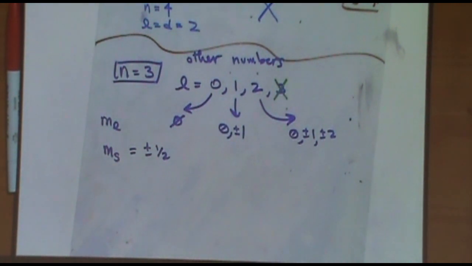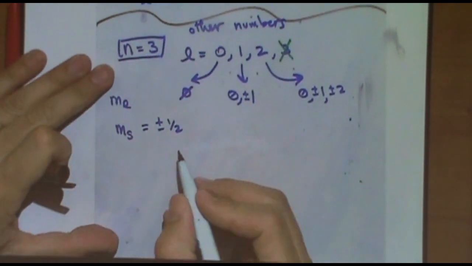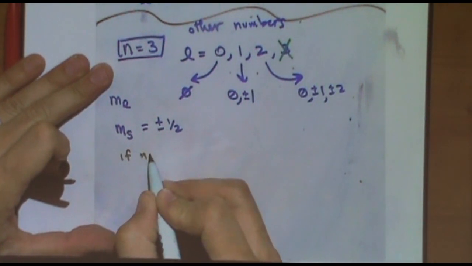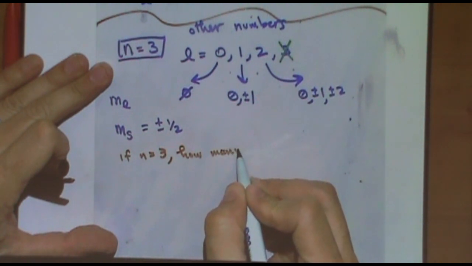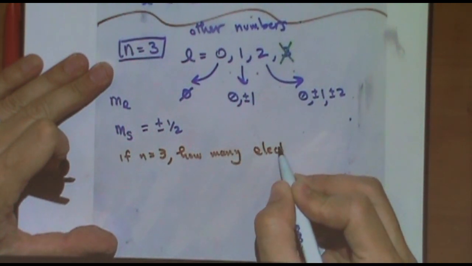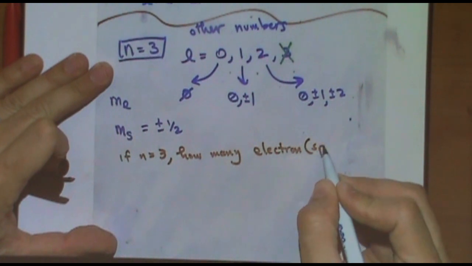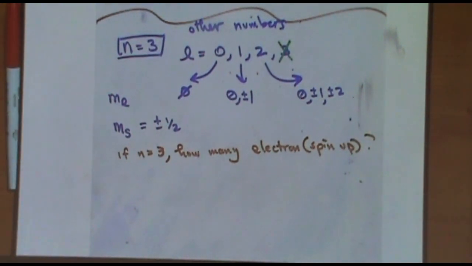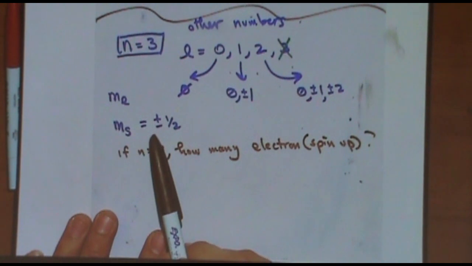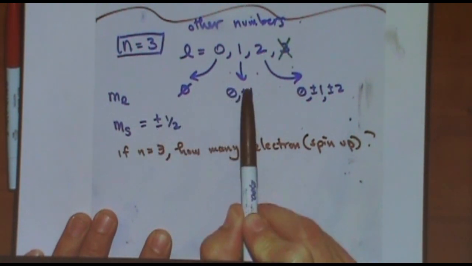A variant on this question, I'll put it in a different color, would be: if n equals 3, how many electrons that are spin up would be allowed? So how many spin up electrons could you have in that scenario? Same situation, n equals 3, but now I want to count the total number of spin up electrons. Okay, in this case, see this m sub s value? This goes for every single digit here.